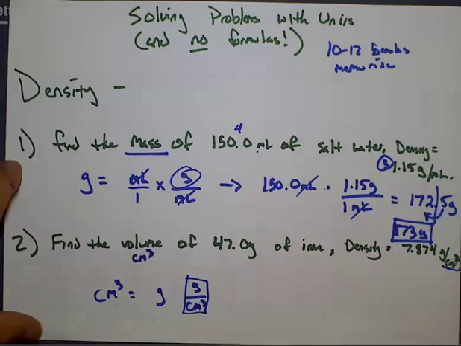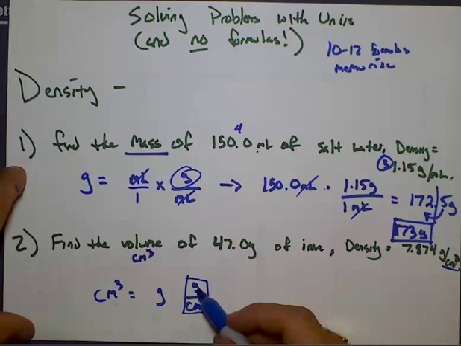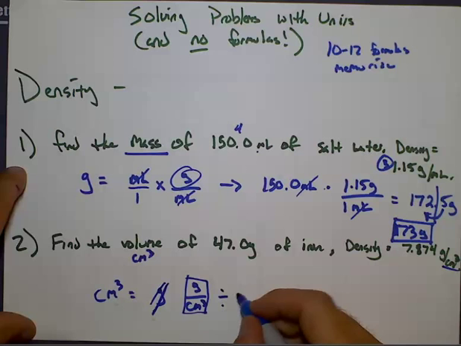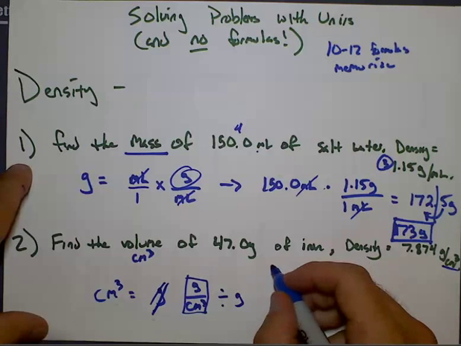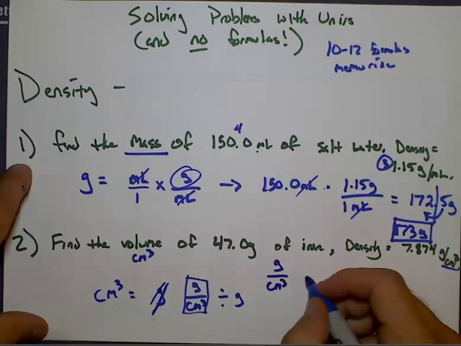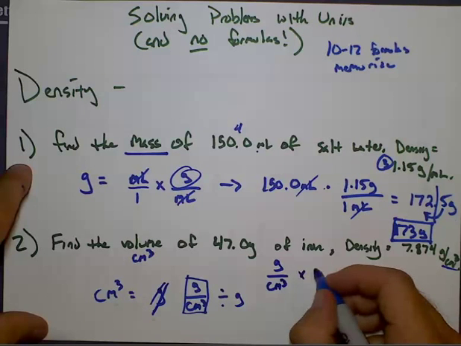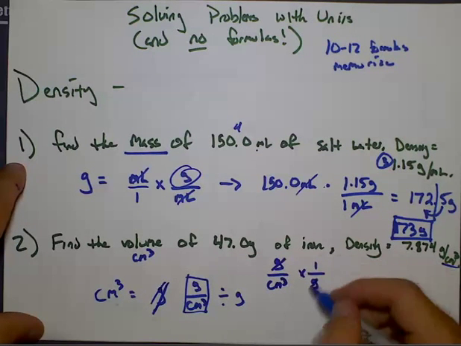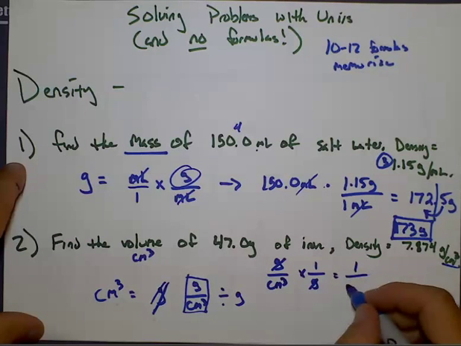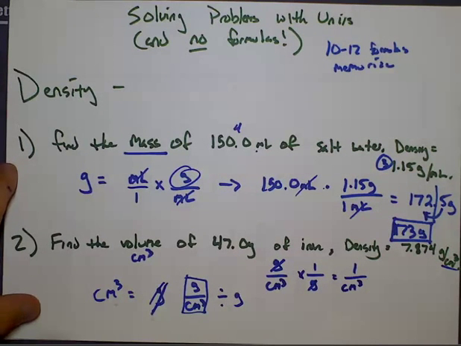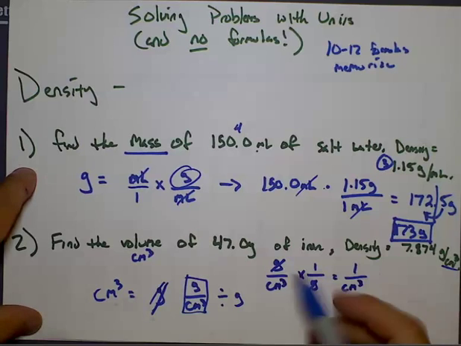I can do whatever I want to this thing. So let's say I've got grams on top, let's try to divide by grams. What does that give me? It gives me grams over cubic centimeters divided by grams, which really means multiplied by its reciprocal. That means I've got grams over grams, which gives me 1 over cubic centimeters. It's not what I want. Okay, scratch that.